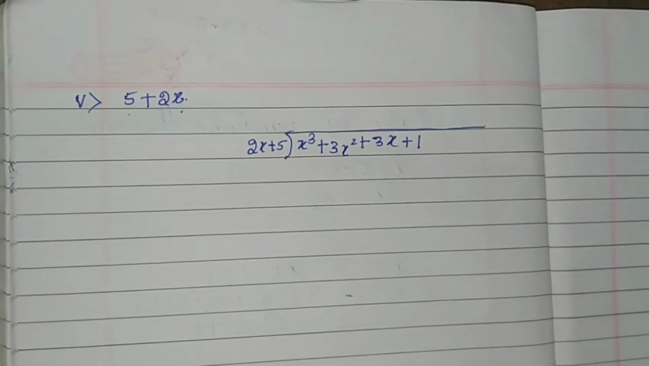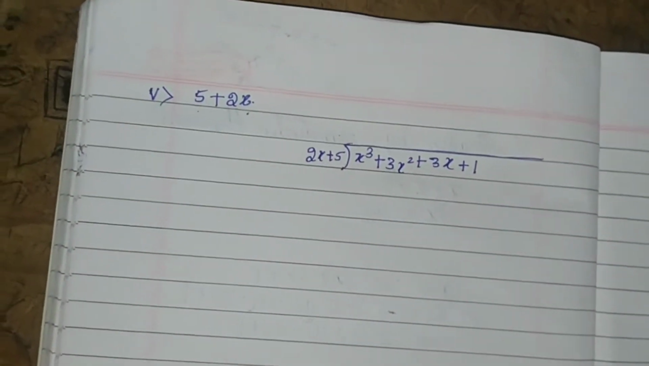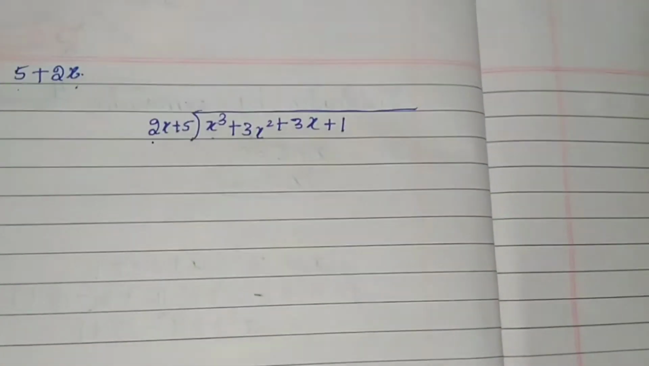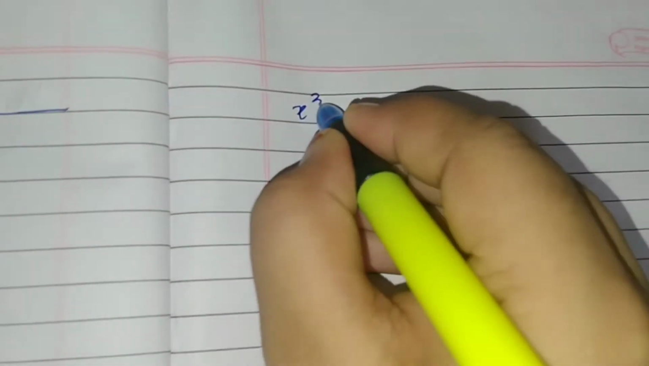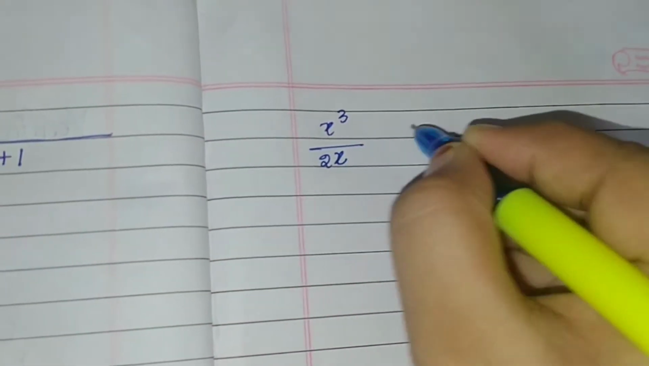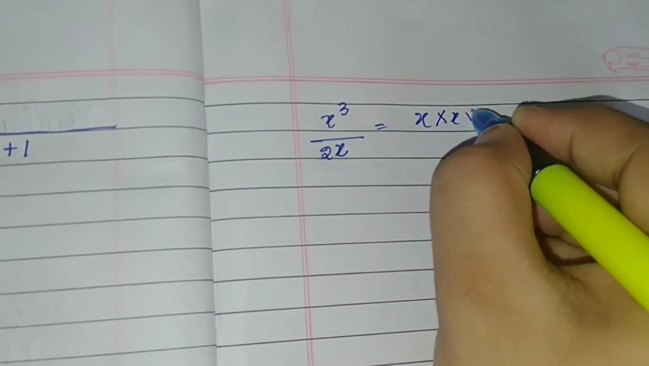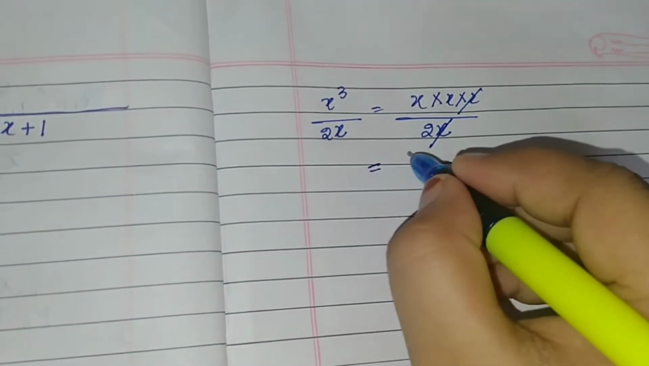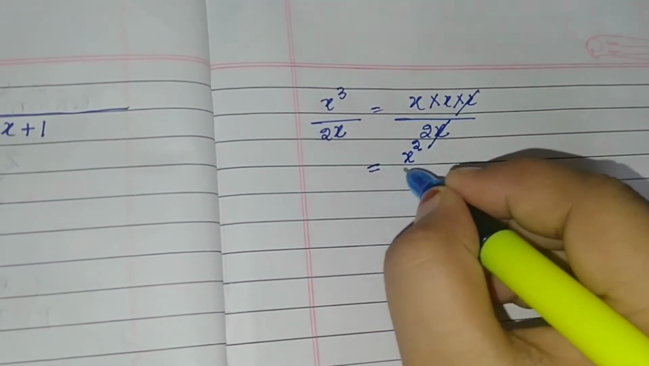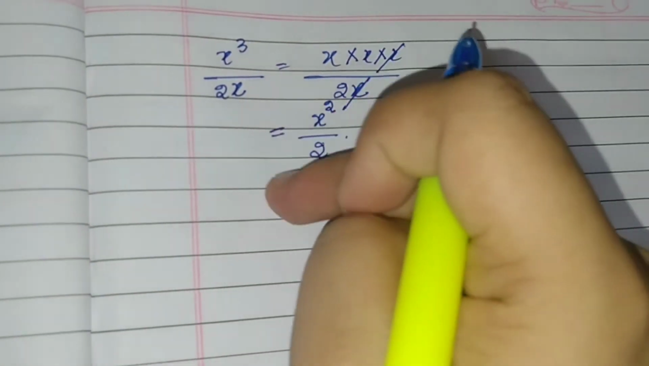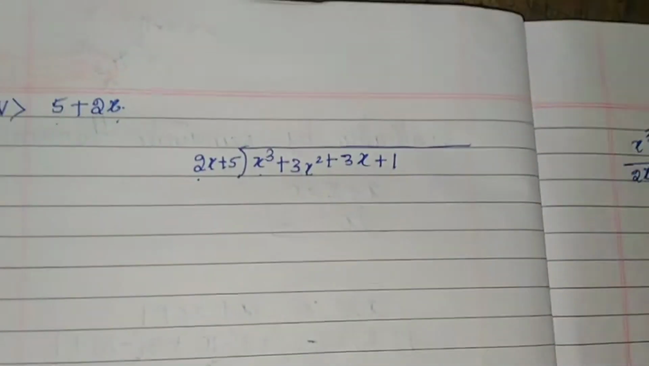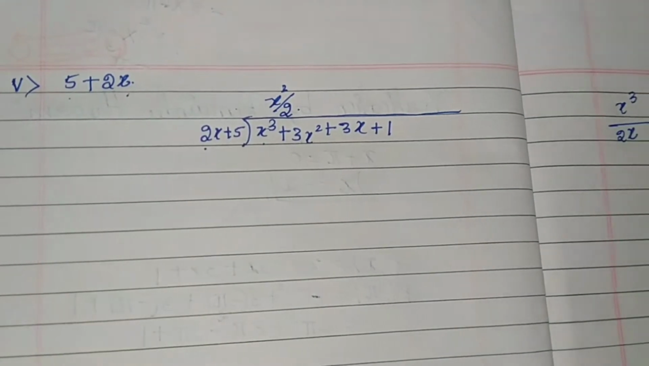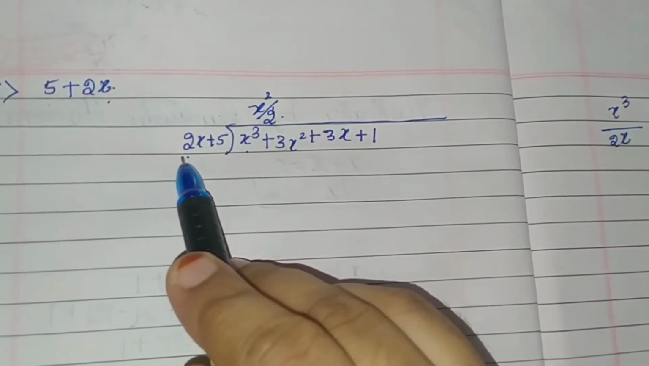Now the first term of the dividend is x cube and the first term of the divisor is 2x. So when you divide this, what are you going to get? X cube by 2x. X cube means x into x divided by 2x. X and x will get cancelled. X into x is x square divided by 2. This is the first term of the quotient, that is x square divided by 2.